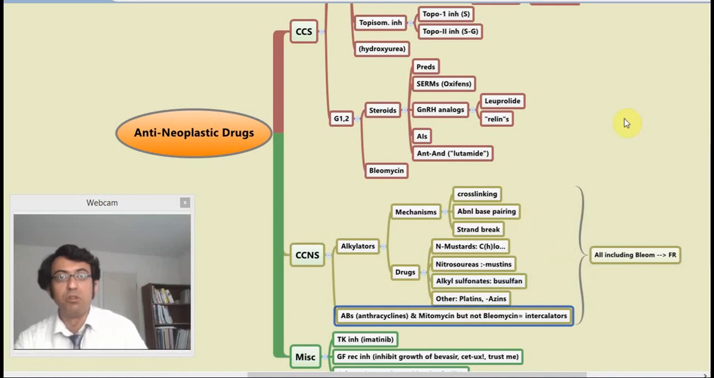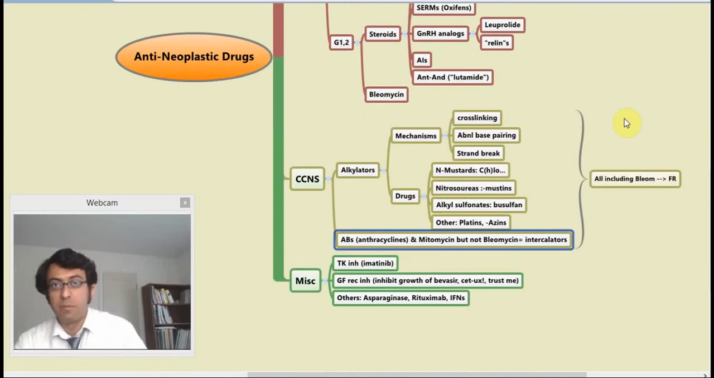Which one of the alkylators is notorious in causing emesis, vomiting, and requires ondansetron? That is cisplatin, and that's because it possibly directly stimulates the chemoreceptor trigger zone. You might therefore be asked which one of them has a direct stimulating effect on the 5-HT3 receptor, and again that's cisplatin.